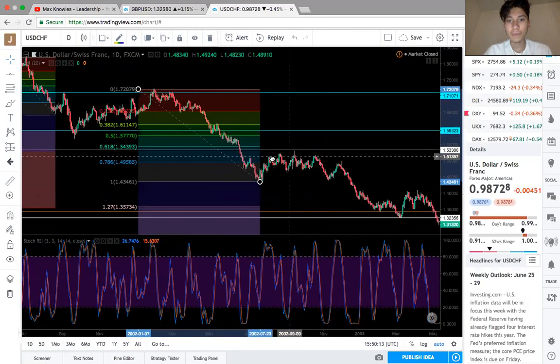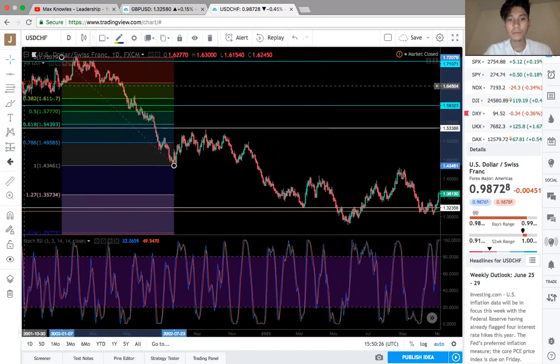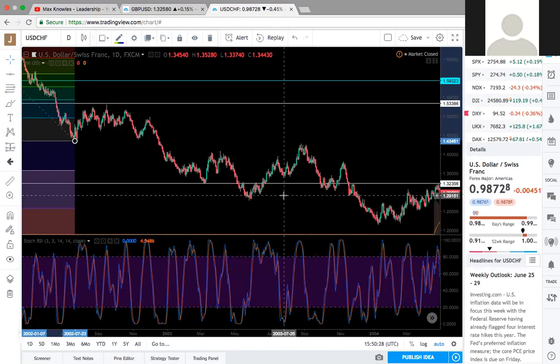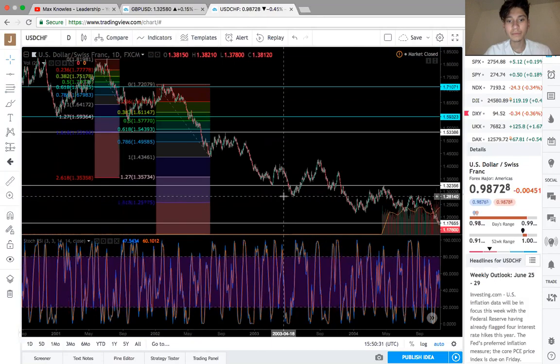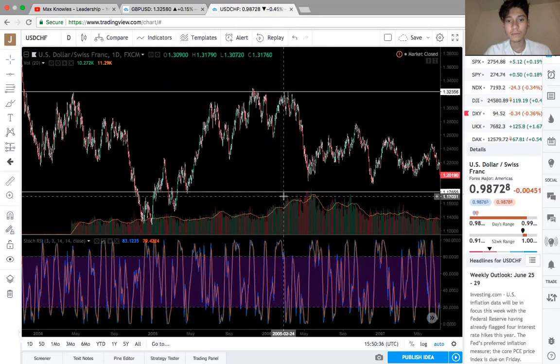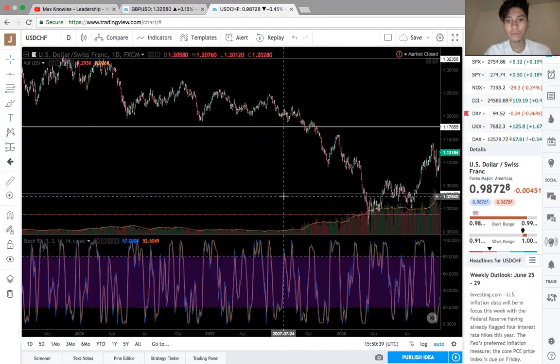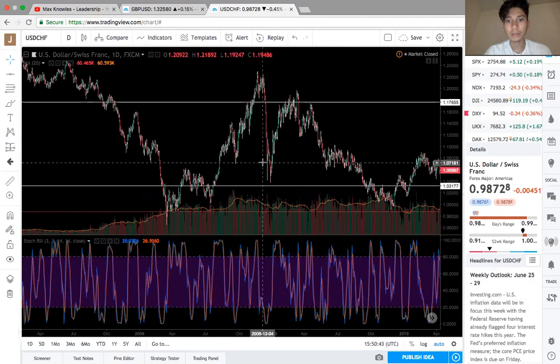Let's see. Perfectly respects this zone right here. This white line, do you guys remember my weekly support and resistance? Look, it's a perfect zone right here. Perfect match. Respects it perfectly. Kind of already have everything marked up with my weeklies.